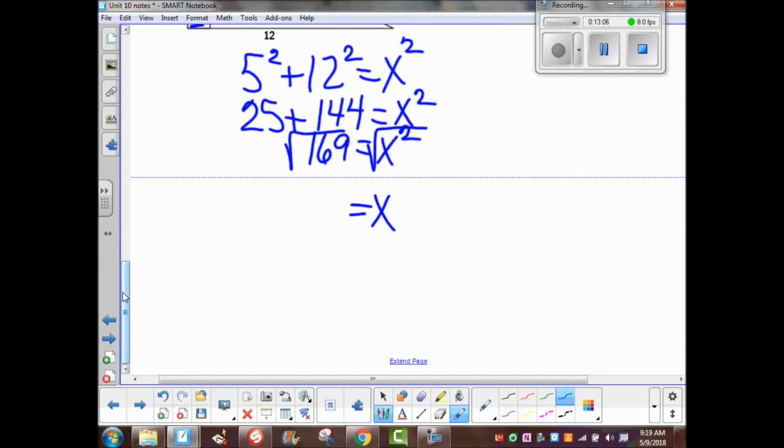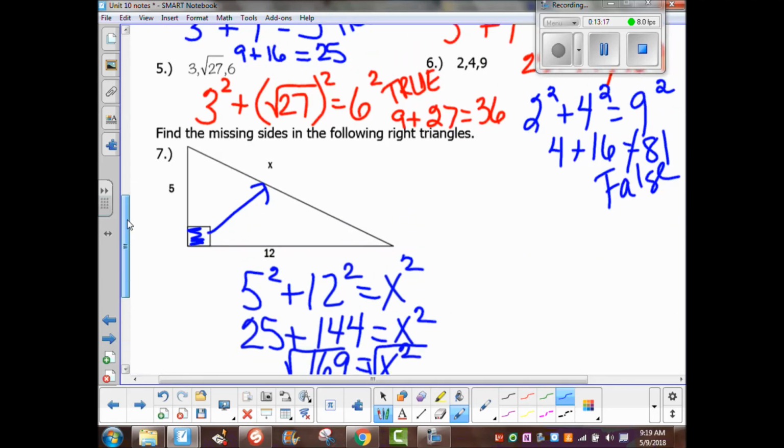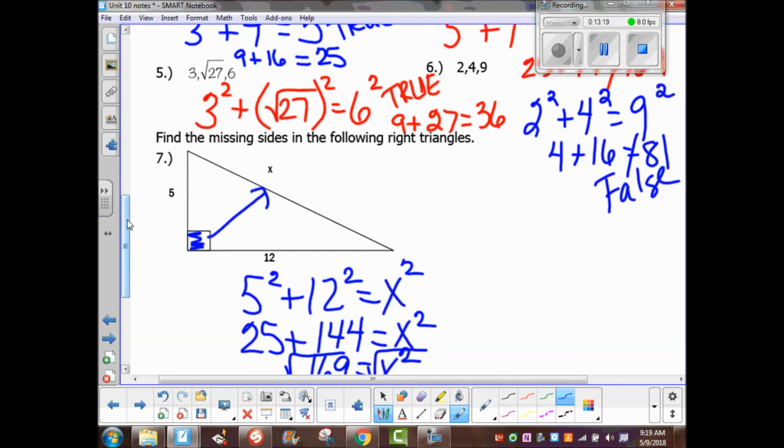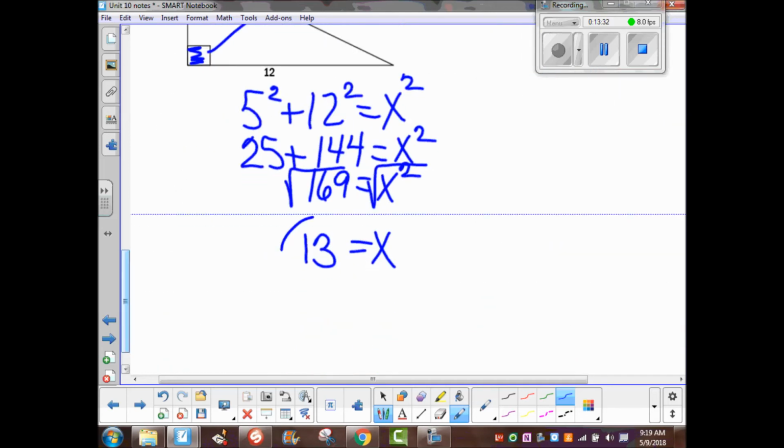X equals what? 13. Do I need to think about the negative 13 as a possible answer here? Why not? There'd be a reason why not. Why wouldn't I think about negative 13 for my hypotenuse? Yeah, sides can't be negative. Okay, we're talking about a shape here. Right? So just one answer is true here.